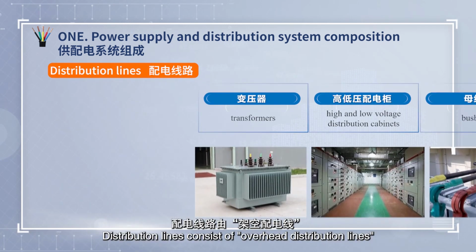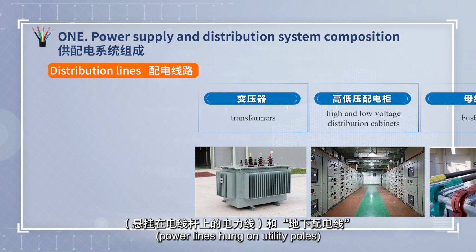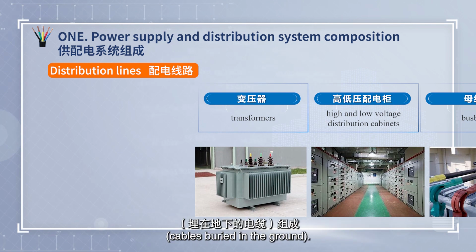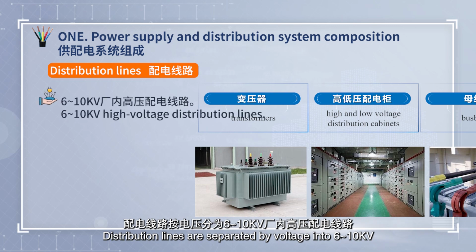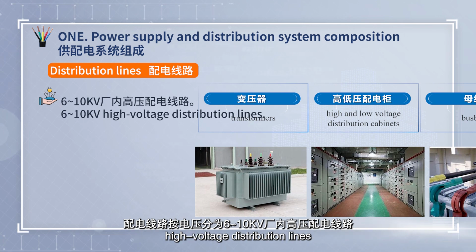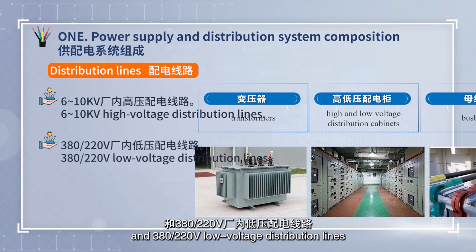Distribution lines consist of overhead distribution lines, power lines hung on utility poles, and underground distribution lines, cables buried in the ground. Distribution lines are separable by voltage into 6 to 10 kV high voltage distribution lines and 380 to 220 volt low voltage distribution lines.